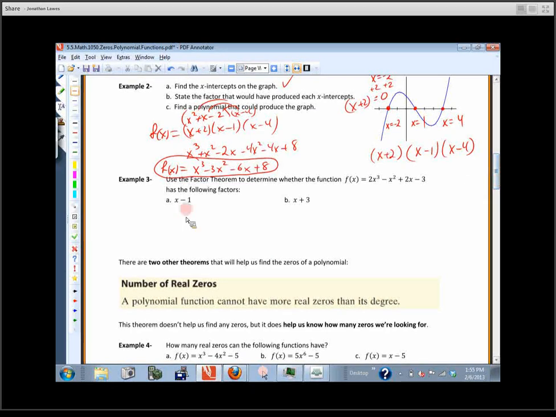What am I going to plug in? A 1. So I'm going to figure out what is f of 1. What am I hoping for? I'm hoping for 0. Well, if I plug in a 1, I get a 2, a minus 1, a plus 2, and a minus 3. What do I get? I get a 0. What does that mean about this? Yes, it's a factor.